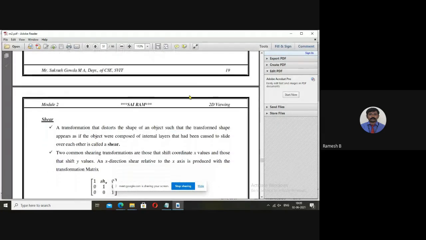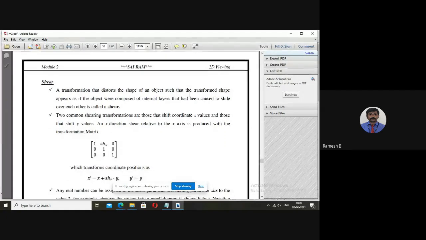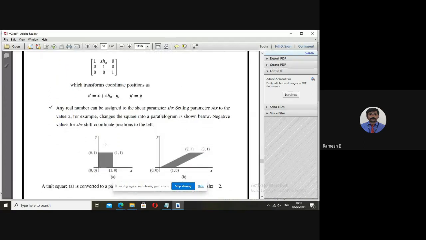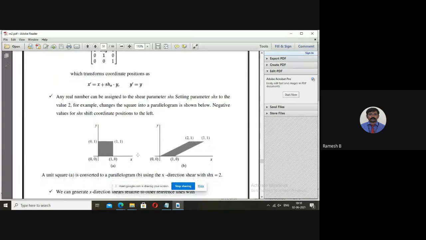Now the next topic is shear. I told you shear is a change in shape. We are giving the shear factor. shx is known as the shear factor, and it is constant. Now you can see here the shape of a square has been changed to a parallelogram. In figure a it is a square, now it has been changed to a parallelogram.